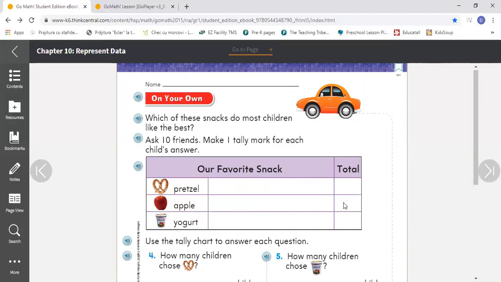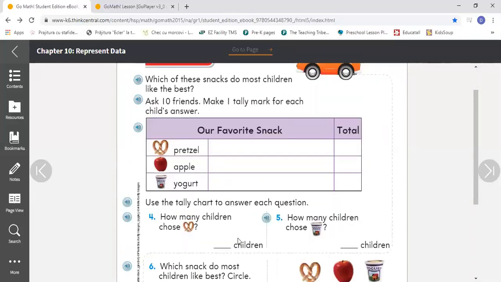3 plus 5 equals 8. How many more do I need to make 10? 2. So the yogurt will be chosen by 2 children. Let's say Ahmed and Mubarak. So 2 children will choose yogurt. So we will draw here 2 lines and we will write 2.